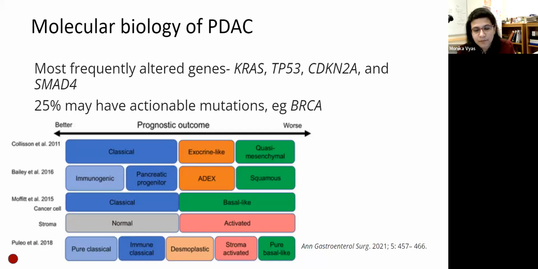For example, a subset of pancreatic adenocarcinomas can have mutations in the BRCA genes, and that would make them amenable to PARP inhibitors. And a subset of PDAC, though very rare, less than 1% of PDACs, can have loss of mismatch repair proteins by IHC. And these patients typically have Lynch syndrome, but then that would make them candidates for immunotherapy. So that would be another indication and consideration for next generation sequencing.